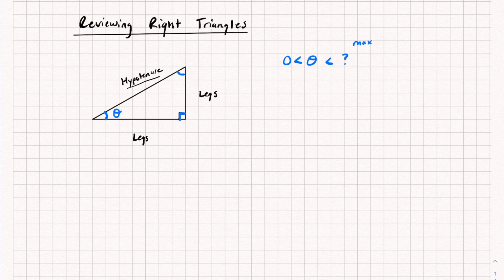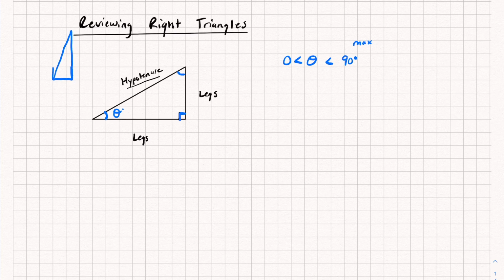Well, the maximum value that this angle can be would be 90. And it can't actually be 90 degrees, because if this angle here is 90, then we would create an open box. It's not a triangle. But the second that angle is a little bit less, then I can create a right triangle by going through it. It would just be very, very, very steep.